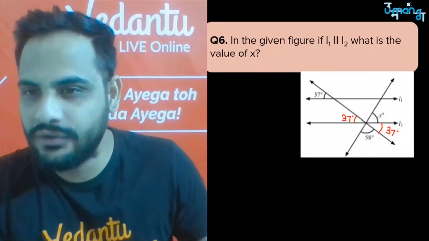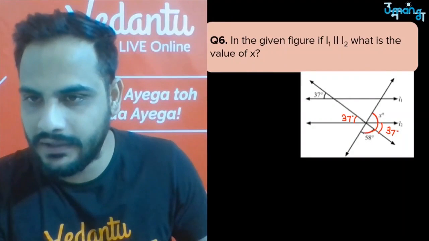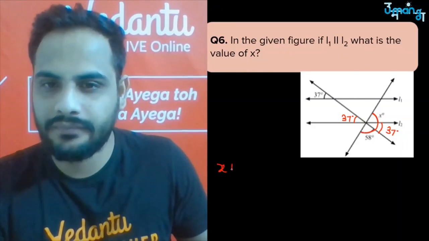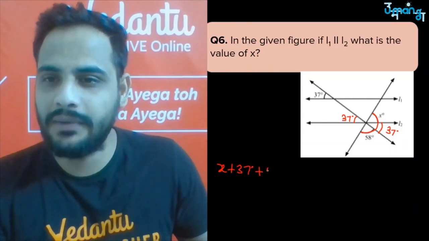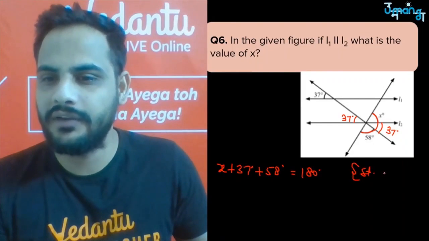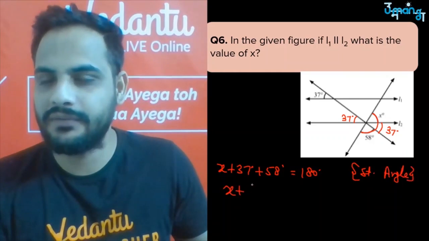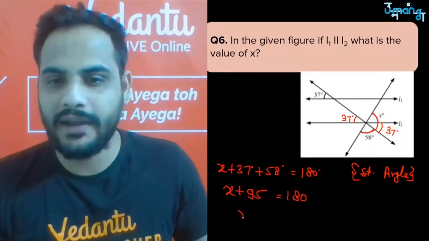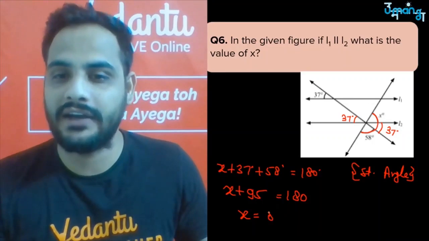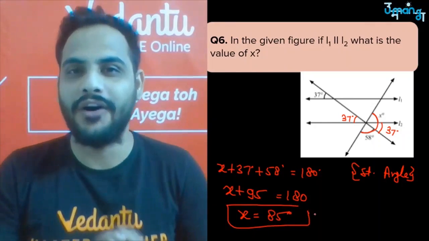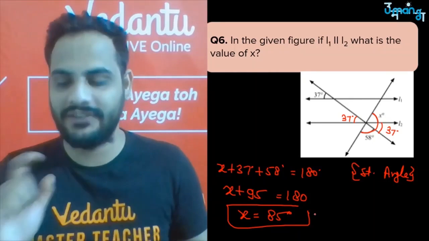Now, this is a complete straight angle. So X plus 37 plus 58 degrees should be equal to 180 degrees, because it forms a straight angle. X plus 37 plus 58, which is 95, is equal to 180. So X is equal to 180 minus 95, which is 85 degrees. So the value of X is 85 degrees. This was your homework question.